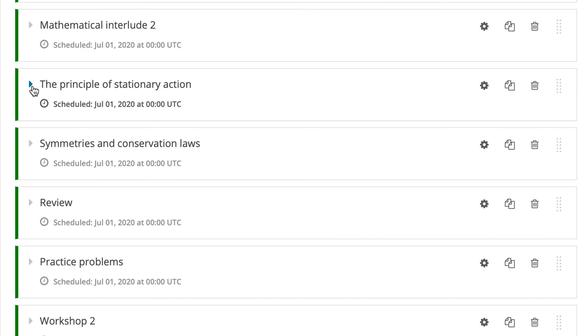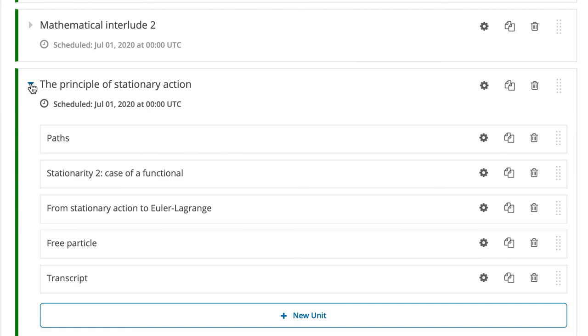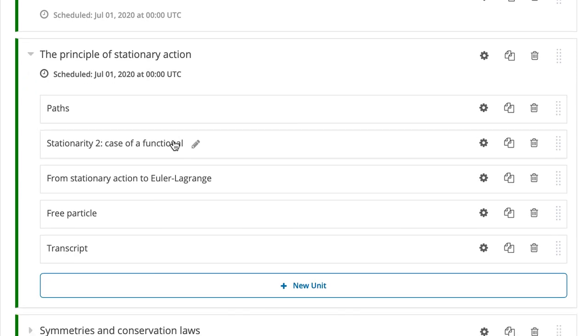After this mathematical interlude, we will start the real physics of the principle of stationary action. So we will need first to define what is a path. So this has a very specific definition in physics, and it's not just the usual concept we have in our everyday experience.